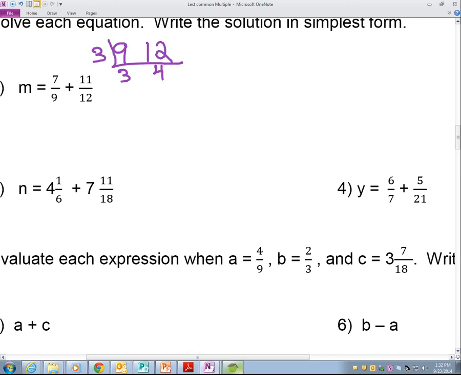3 times 3 is 9. So 3 times 3 is 9, times 4, 36. So we know our denominator is going to be 36. So fraction here, I'm going to do 3 here. 36, comma, original, multiple, fraction, simplified.